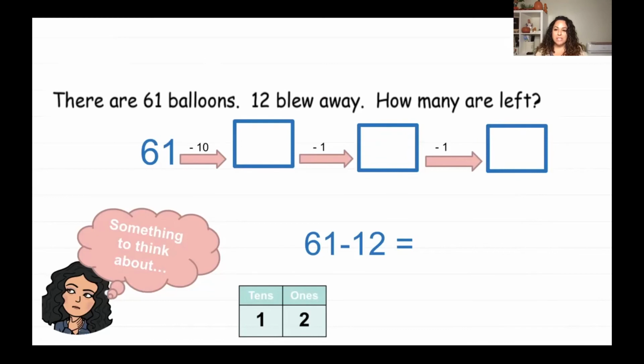So 61 take away 10. Remember, I'm going to take away a 10, so that means I'm going to go up. So 61 take away 10 equals 51. And now I'm going to go backwards counting by ones. So 51, before that comes 50, and right before 50 comes 49. So that means that 61 take away 12 is 49.